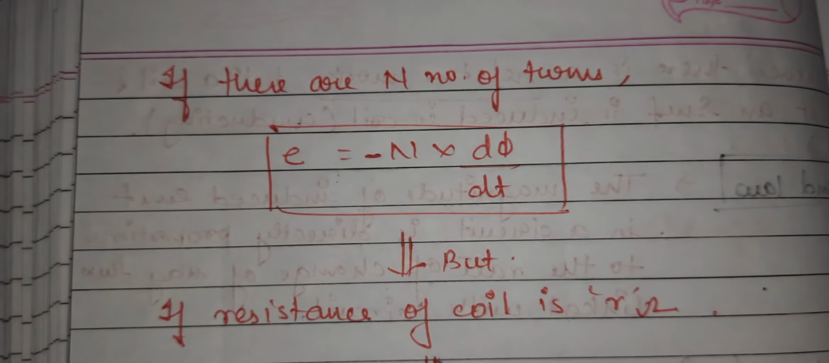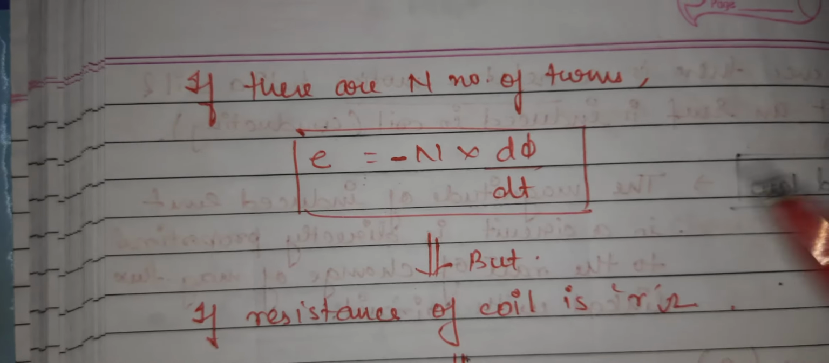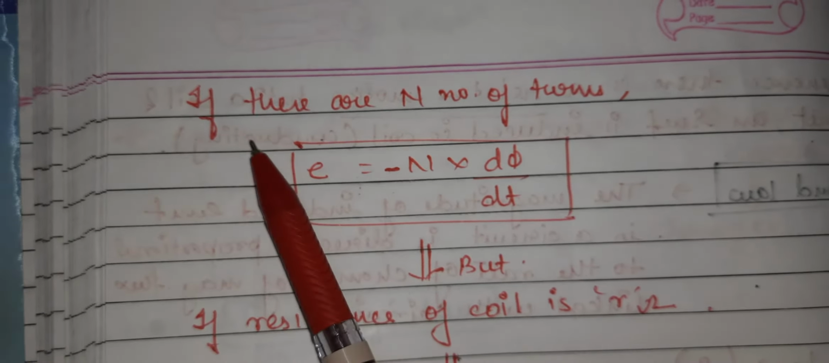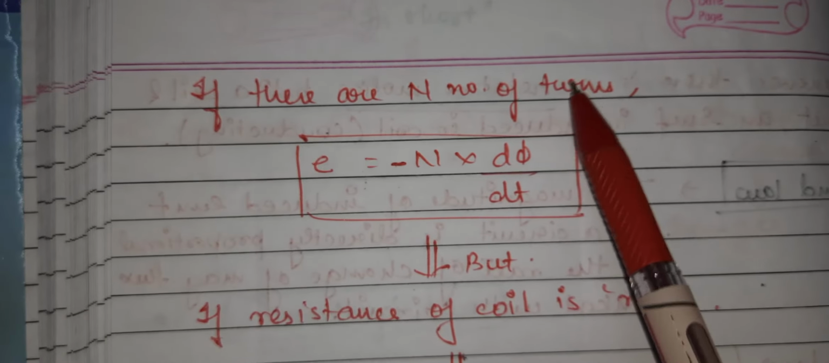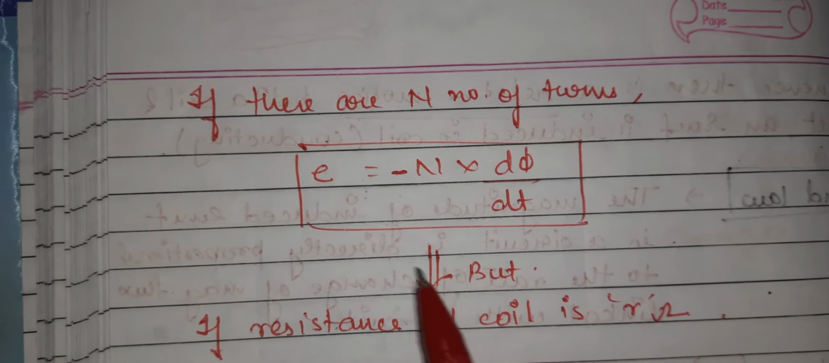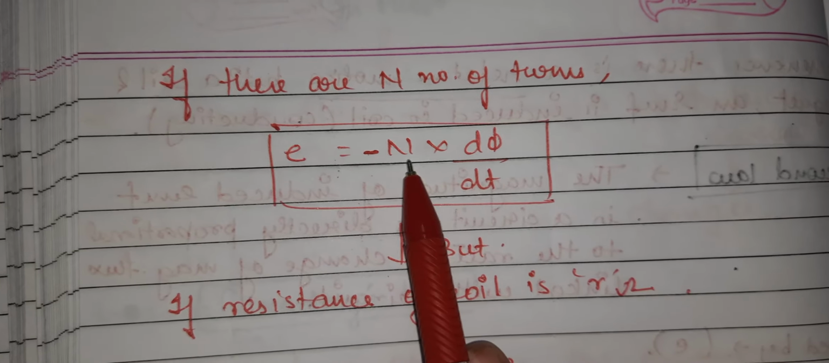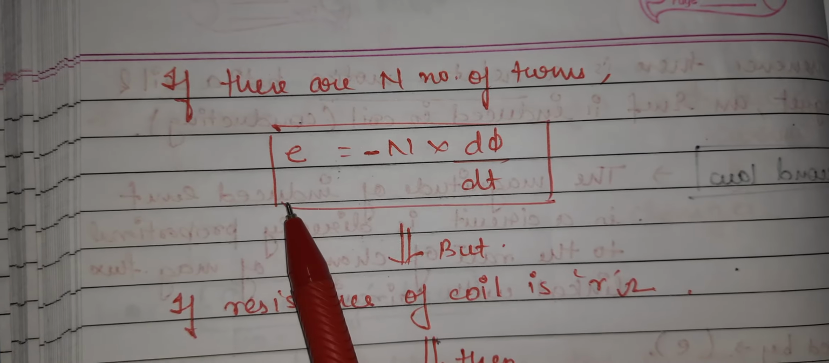We will study Lenz's concept in detail in the next videos, but let us complete this video for today. Suppose there are n number of turns, let us assume the coil which we have taken is having not only a single turn, it is having n number of turns. Then what will you do? Easy, we will multiply the number of turns with our formula. So E will become minus n into d phi by dt.